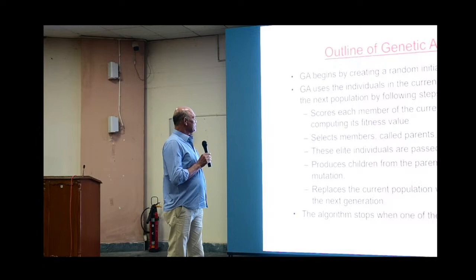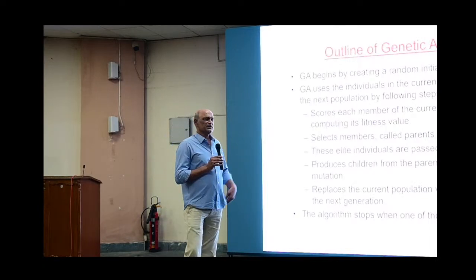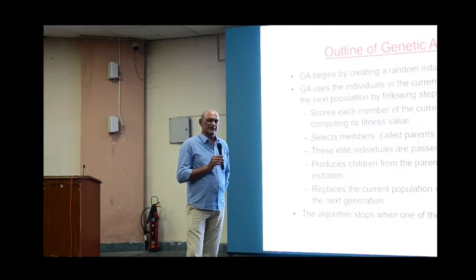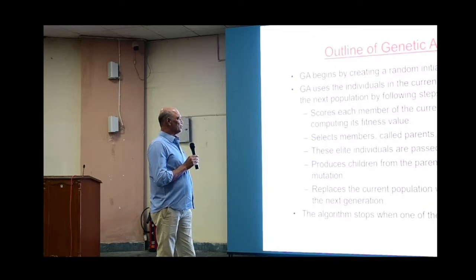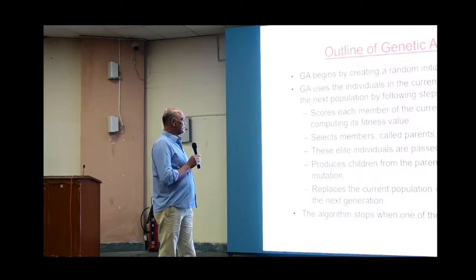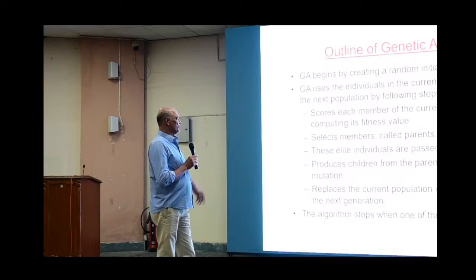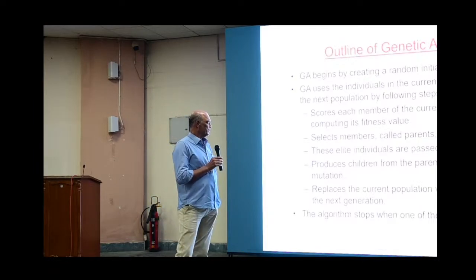Then the selected individuals are passed to the next population. In some cases, good solutions are directly passed to the next generation also. Then it produces children from parents by crossover and mutation, and replaces the current population with the children to form the next generation. So this loop will continue until the stopping criteria is met.